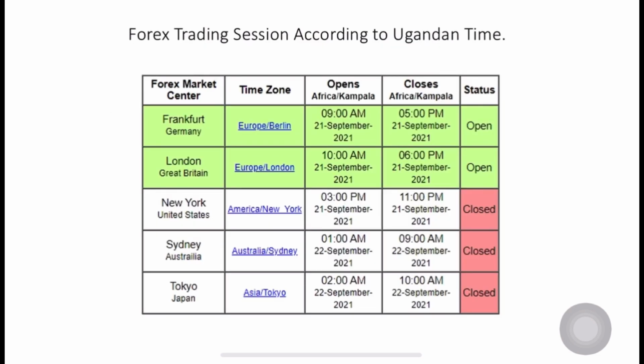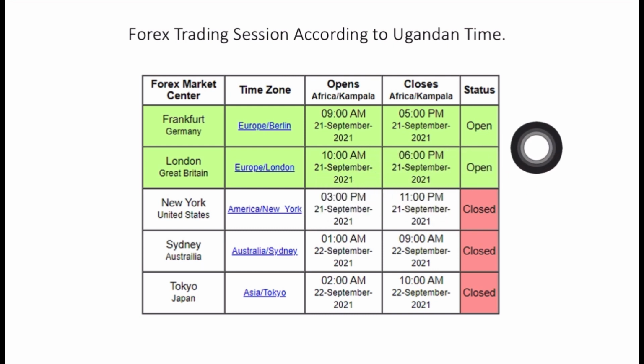So this is the Forex trading session according to Ugandan time. If you're in Uganda, I made this easy for you. We have Frankfurt and London, which is the same session, the London session. The London session opens at 10 a.m. Ugandan time and closes at 6 p.m. in the evening.